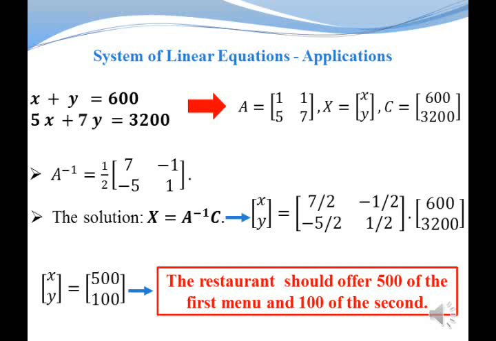In order to make sure that this is the correct solution, you go back to the original system and you double check that these values for X and Y satisfy these 2 equations simultaneously, or at the same time. Because this is a word problem, you have to say at the end that the restaurant should offer 500 of the first menu, which corresponds to our definition of the value of X, and the restaurant should offer 100 of the second menu, which is the value of Y.